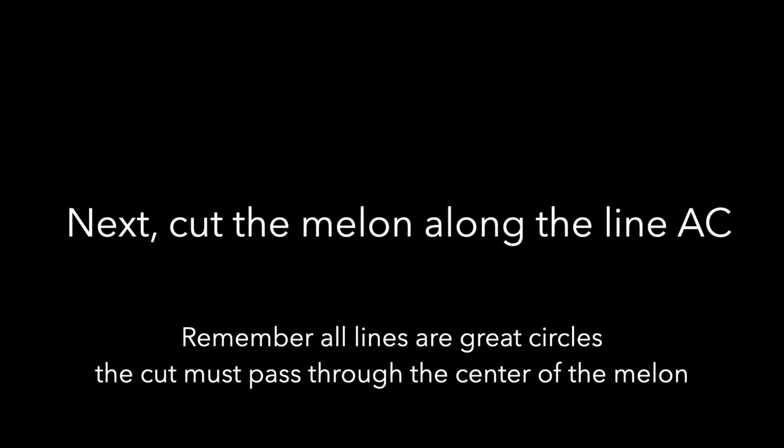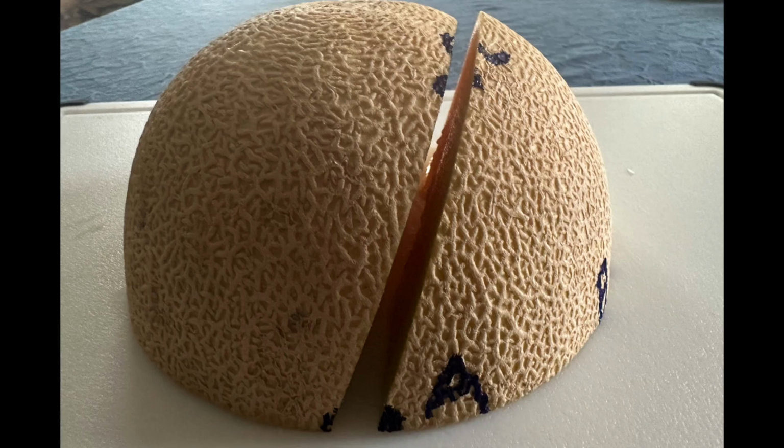Next, let's cut the melon along the line AC. Again, remember, all lines are great circles, so your knife has to tip to make that cut as if it's cutting through the center of the melon. And you get something that looks like this. And I gotta note, you can't do this in a plane.